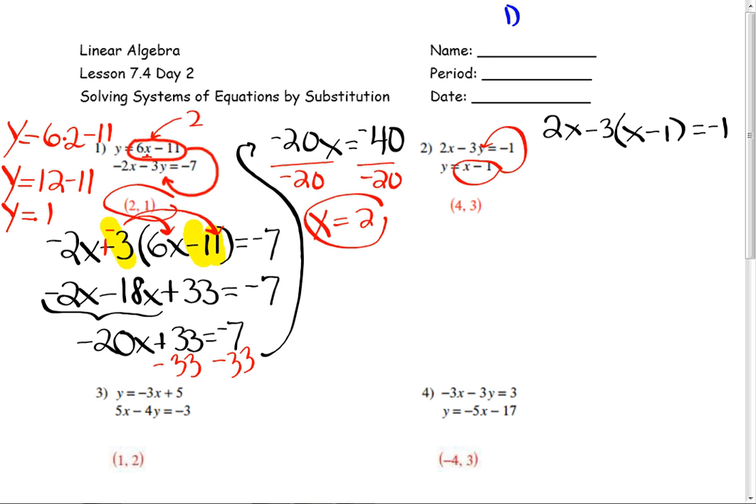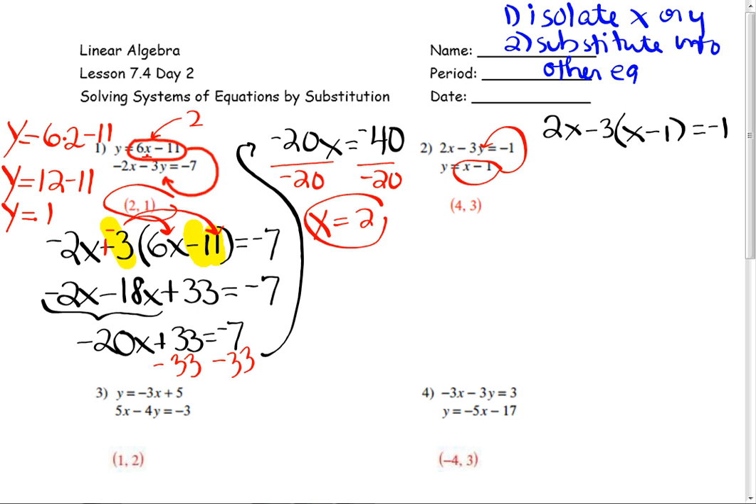You want me to write the steps? Okay, so first thing you do is, actually I have to isolate x or y. It is done for me. And then substitute into the other equation. And the hard part is going to be the distributive property. At least I think.